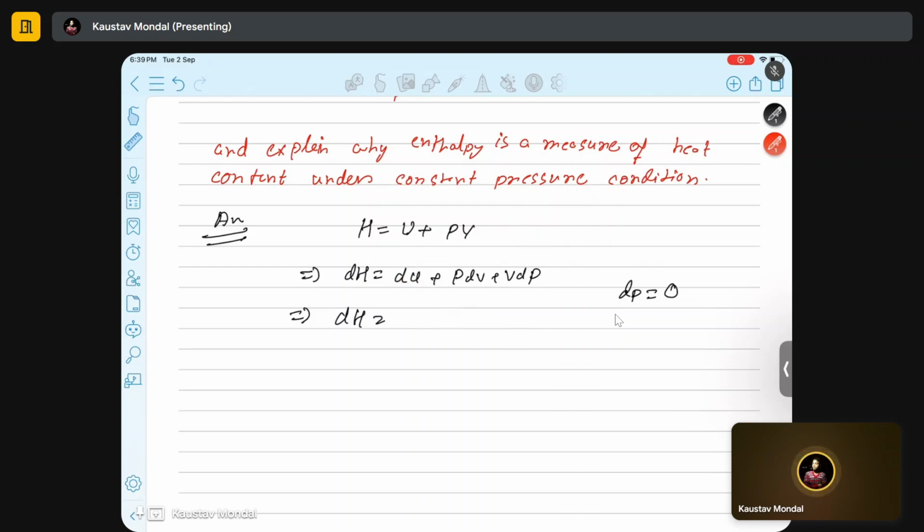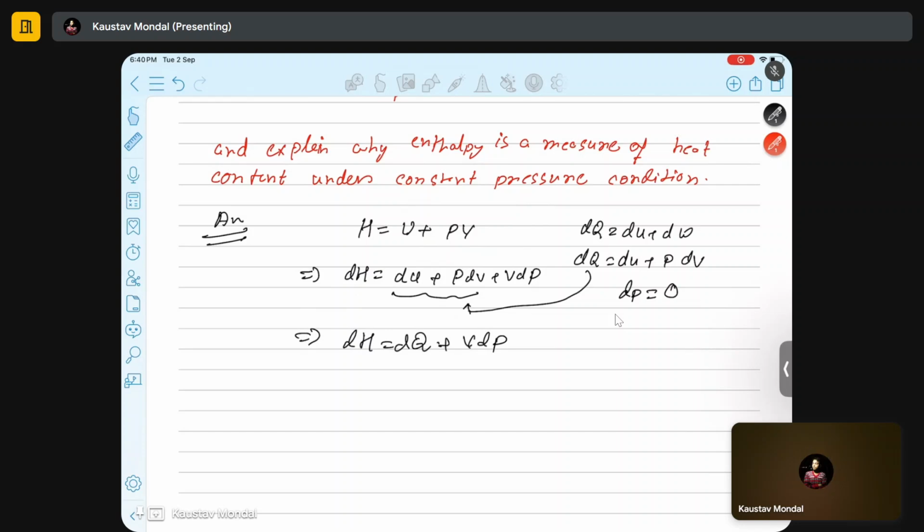So here what we are doing actually, dU plus PdV, right? So dq equal to dU plus dw. So we are putting dq equal to dU plus dw, already dw is PdV. So you are substituting basically this dq here. After doing that, we are writing dH as dq plus VdP.